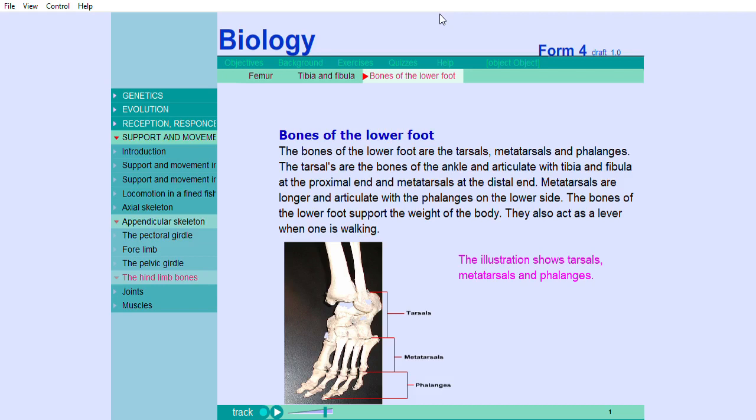The bones of the lower foot support the weight of the body. They also act as a lever when one is walking. The illustration shows tarsals, metatarsals, and phalanges.